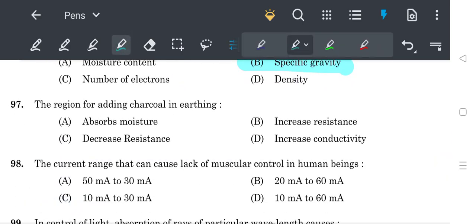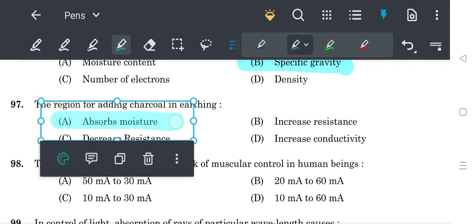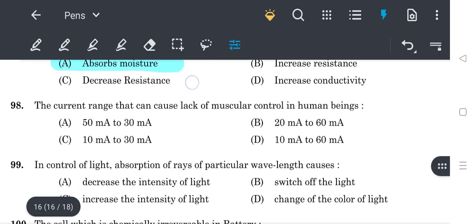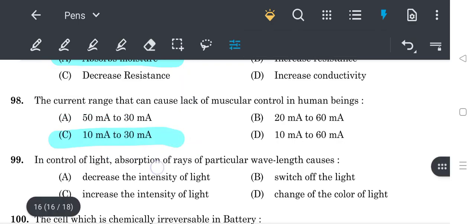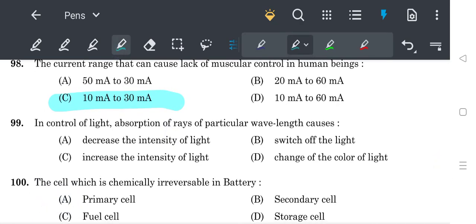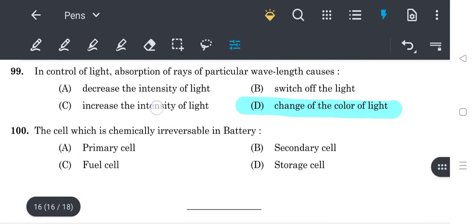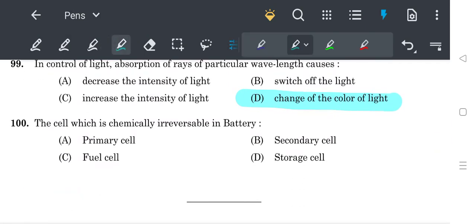The reason for the additional charcoal in earthing is that it absorbs moisture. The current range that can cause lack of muscular control in human beings is 10 milliampere to 30 milliampere. Next one, in control of light, absorption of rays of a particular wavelength causes a change of color of light. Next, the cell which is chemically irreversible in a battery is the primary cell.